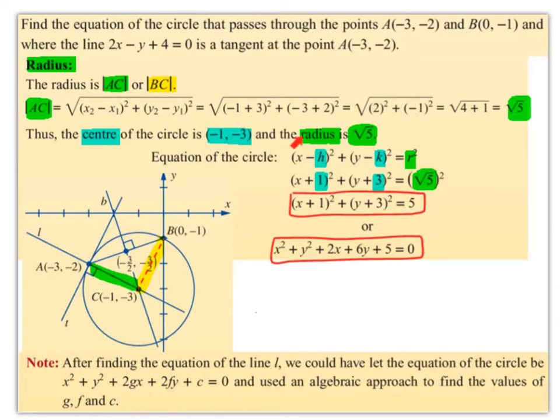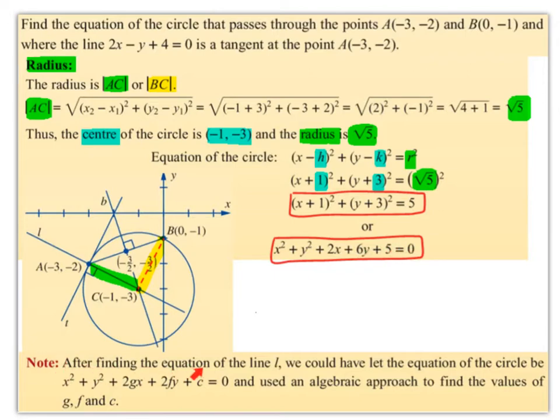So the equation of the circle is (x - h)² + (y - k)² = r². So swapping the h for -1, so minus minus 1 gives us plus 1. And swapping the k for -3, so we get minus minus 3, which is plus 3. And swapping the r for root 5, we end up with (x + 1)² + (y + 3)² = 5. And multiplying out the brackets and bringing everything over to the left, we get x² + y² + 2x + 6y + 5 = 0.